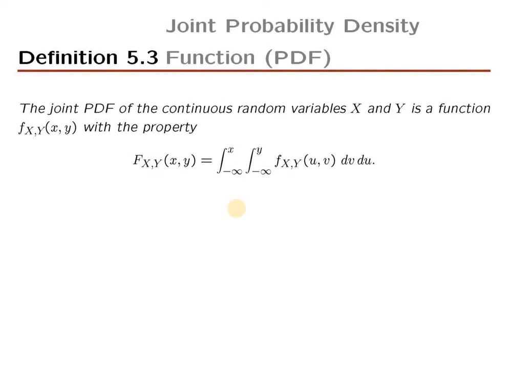The joint probability density function of the continuous random variables X and Y is a function represented by f subscript capital X, Y of (x, y), with the property that the CDF is equal to the integral from minus infinity to x and minus infinity to y of the probability density function. This means that when you integrate the PDF you get the CDF. So this is the definition; this way you can calculate the PDF.